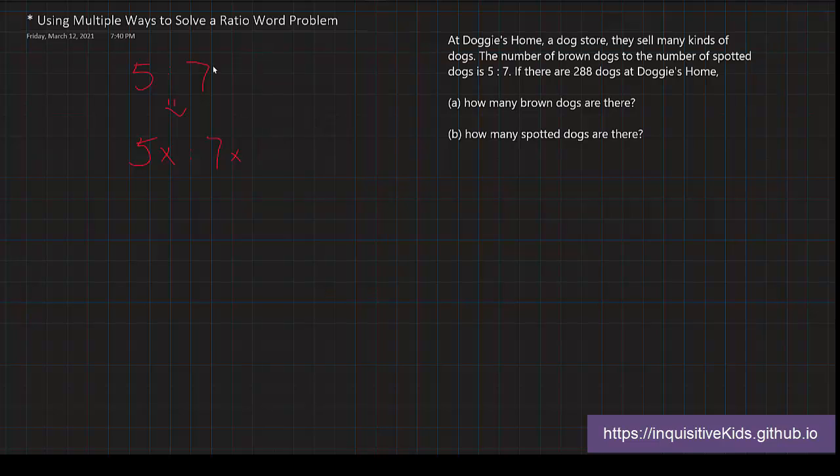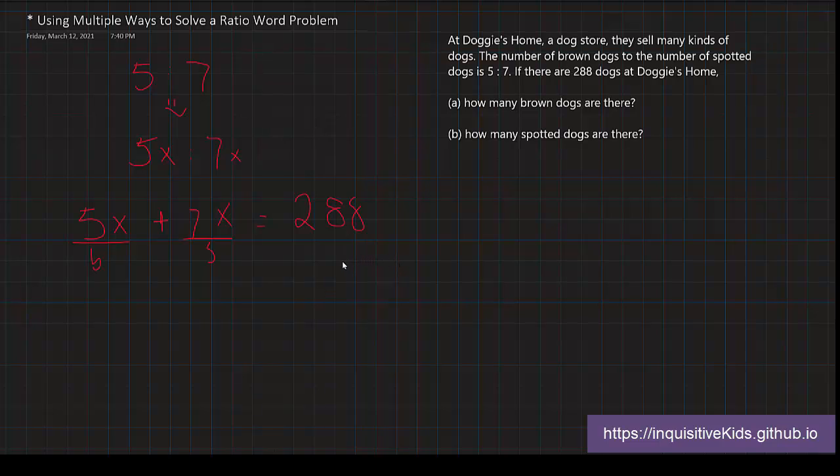So, since we know that the number of brown dogs and the number of spotted dogs make up the whole population of dogs, 288, we can set the equation 5x plus 7x equals 288. This here is the number of brown dogs, and over here is the amount of spotted dogs.